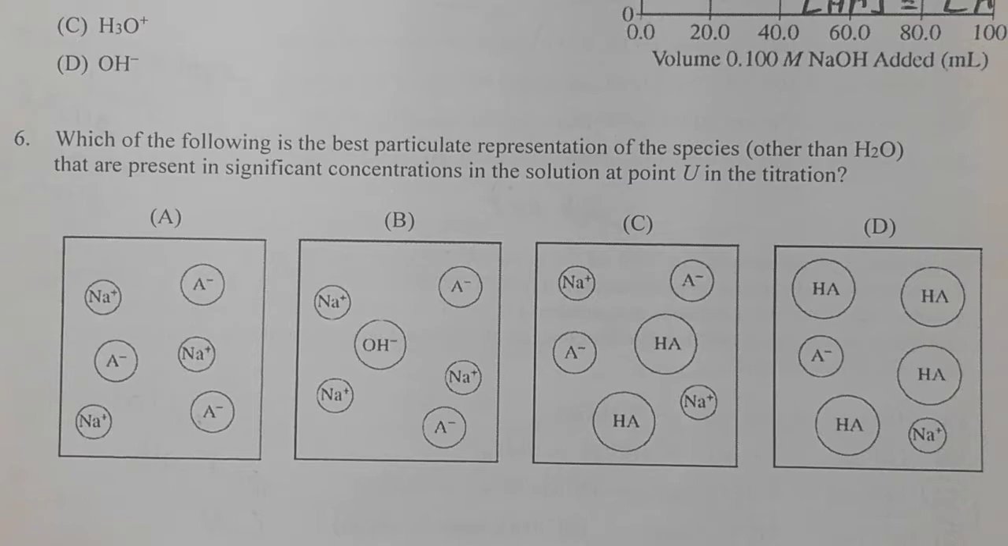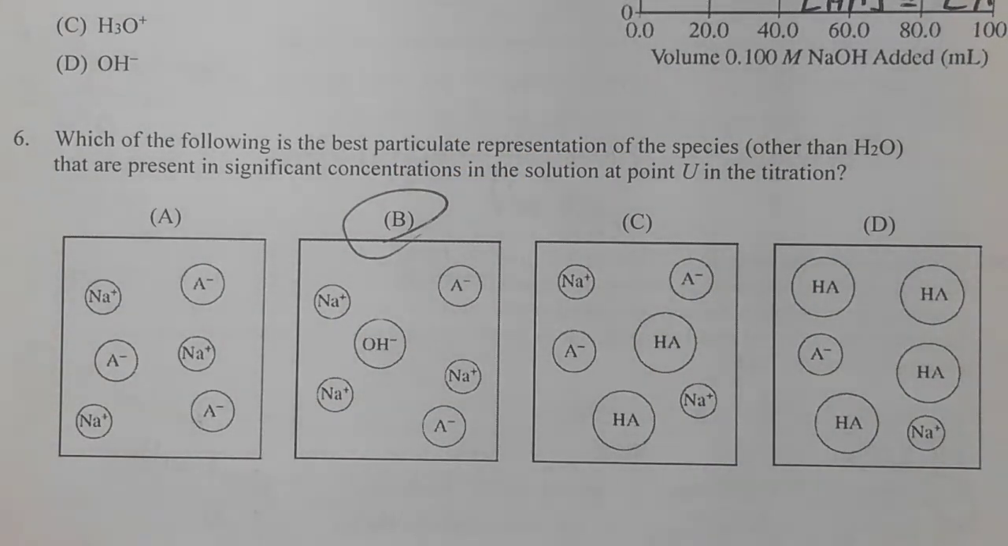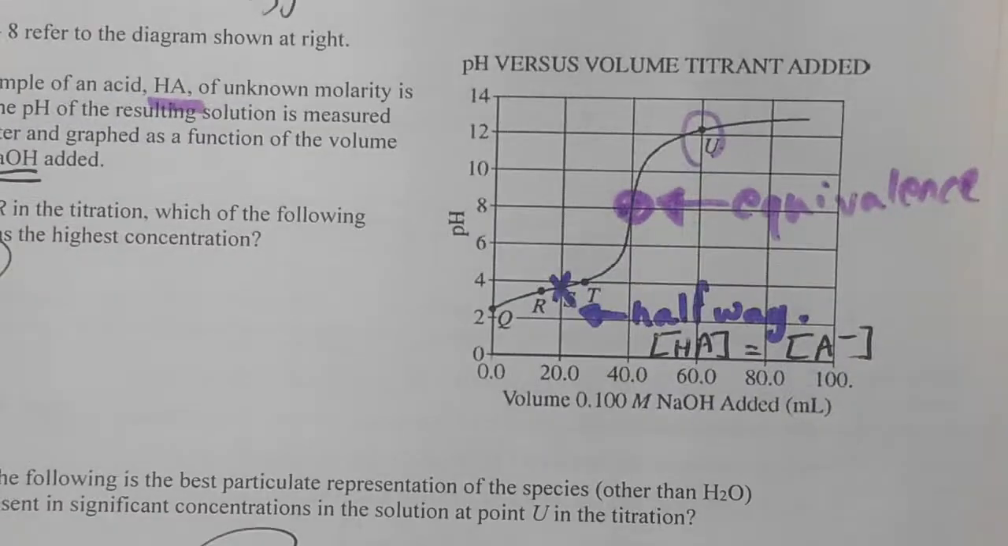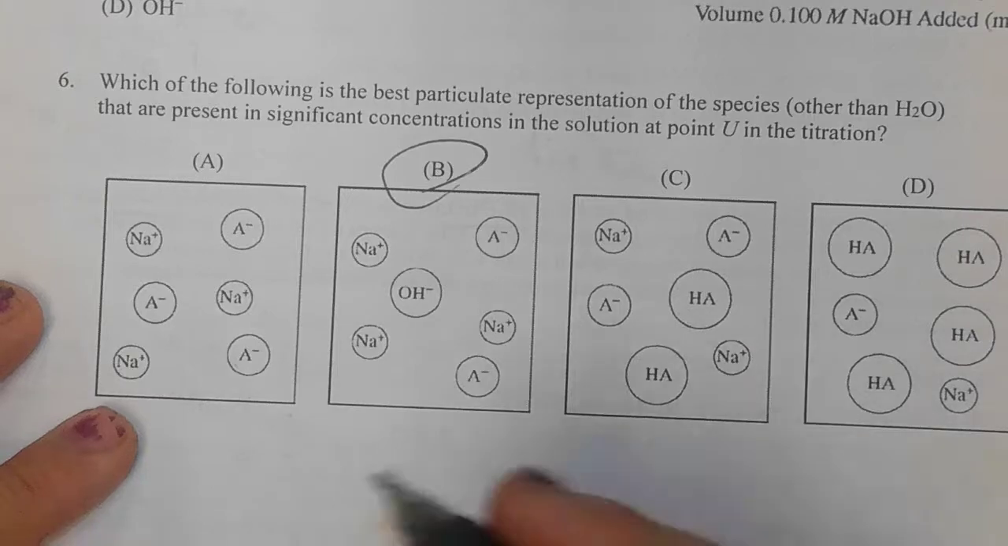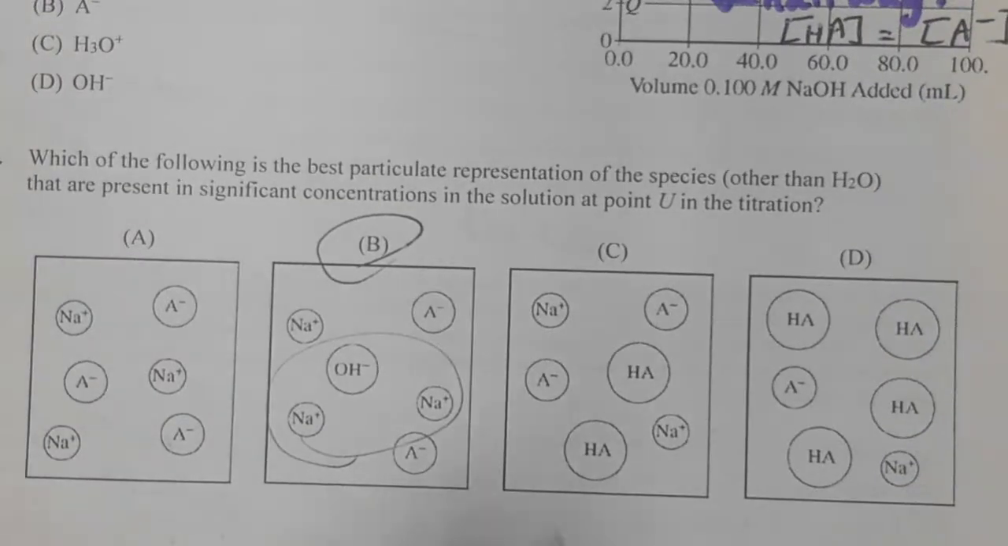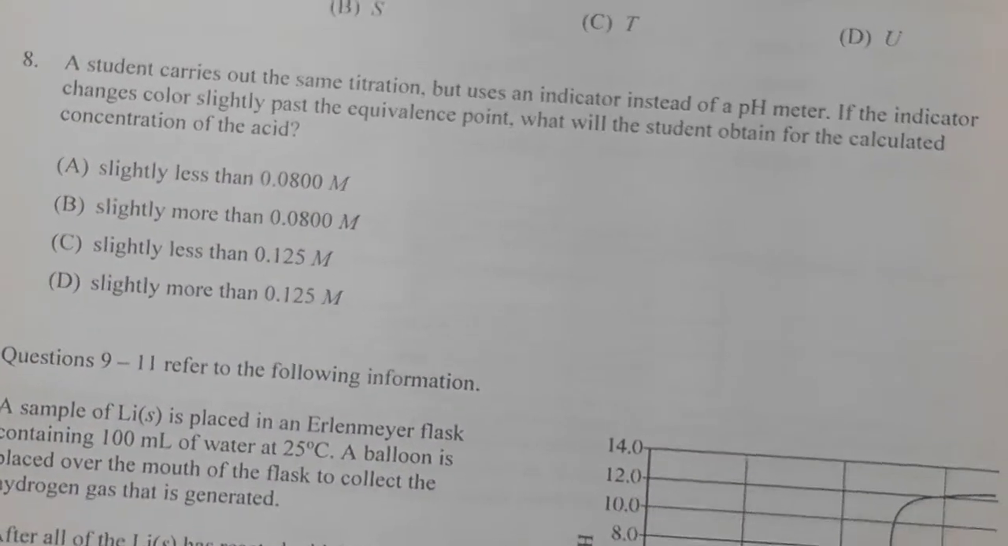All right, 6. What do we get? B. Good. You all should know B because we already just talked about it. Take a look. U is what? Way past the titration. So that means you should have NaOH floating around. But remember, NaOH is a strong base, so it's going to be split. The only one that has NaOH is B. B is the only correct one. Make sense? All right, B.